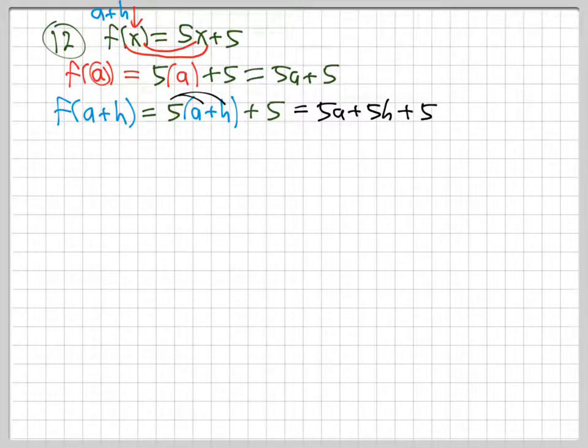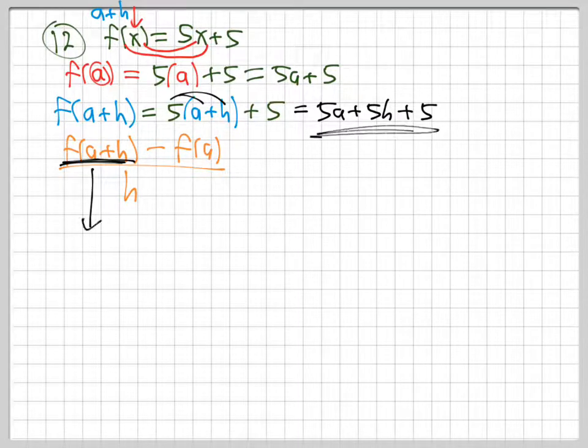And now, lastly, they're going to ask us to put this all together. They're going to say, okay, now that you got all that stuff, we want you to give us f of A plus H, which is what we just did, minus f of A all over H, please. So we'll say, okay. You want f of A plus H. Well, we just did that. It's this, right? It's 5A plus 5H plus 5 minus, and then you want f of A? Well, we did that right up here.